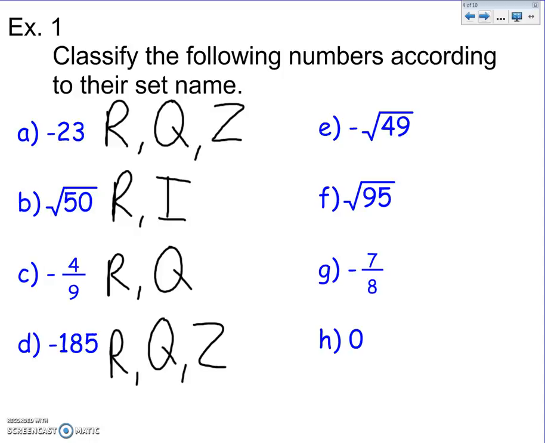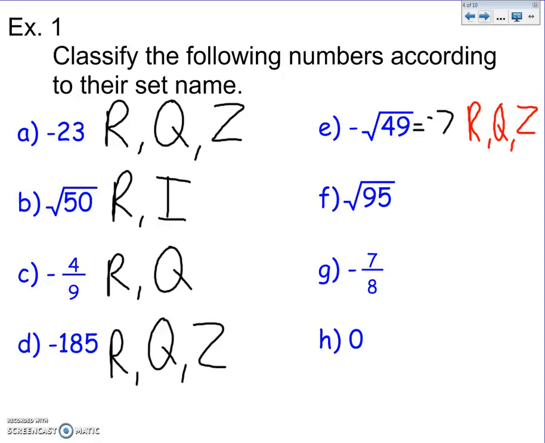Over here, I see a square root sign, like B, like in square root of 50, but that doesn't mean it's automatically irrational. You want to simplify it first. We know the square root of 49 is actually 7, so this is really negative 7. Well, when we do negative 7, we know that's real. We know that's a fraction or decimal that ends. And it's a negative whole number, so it's Z. So it's those 3 things.